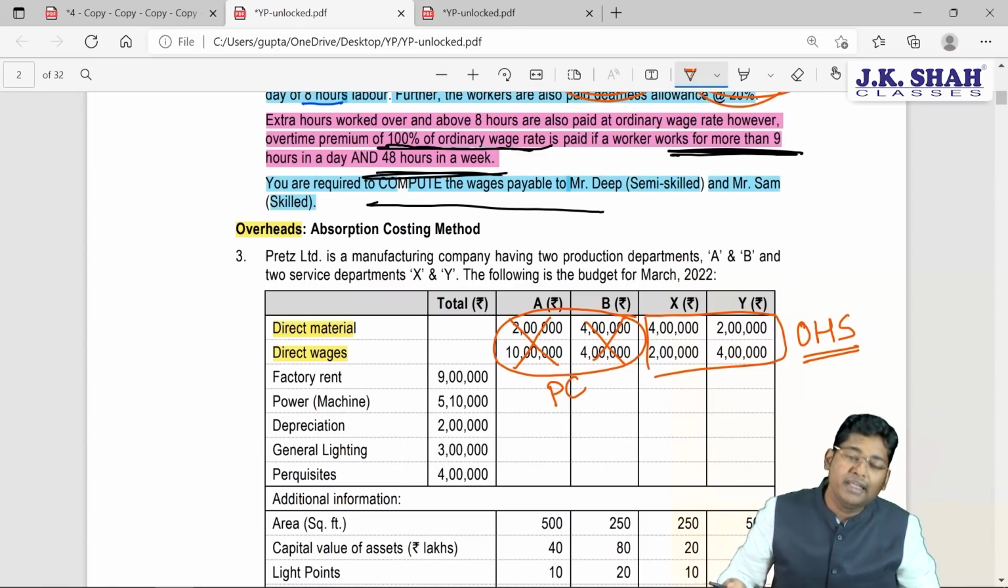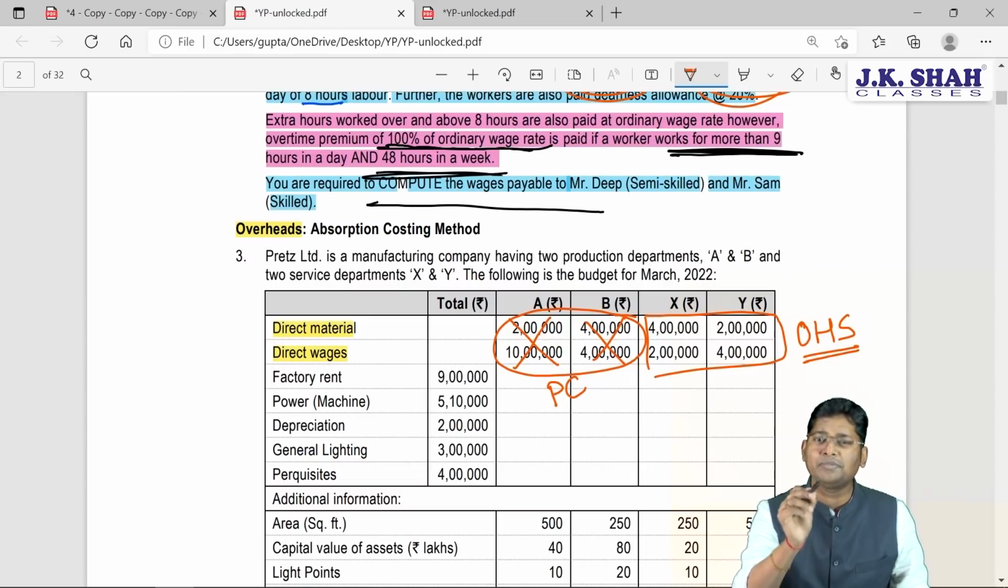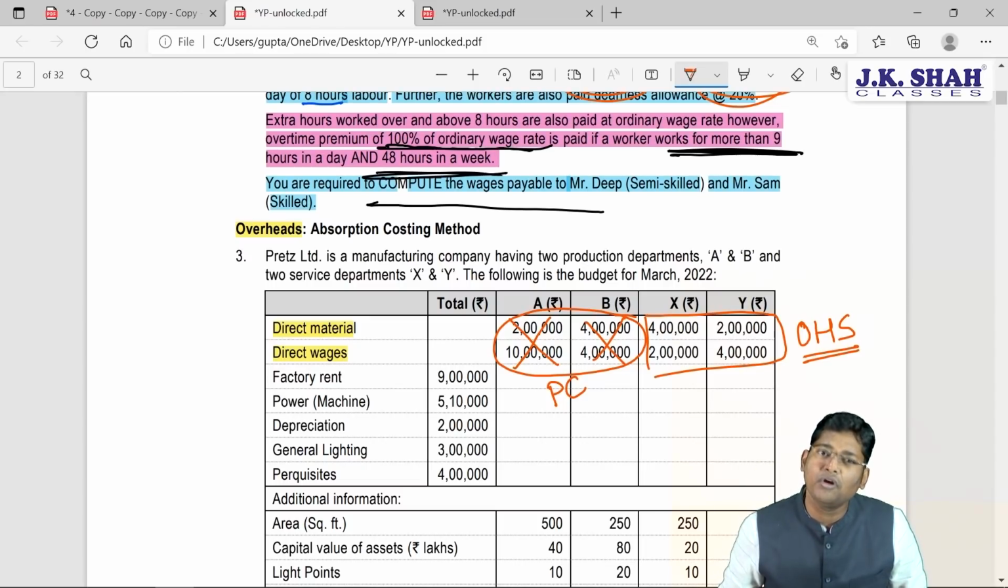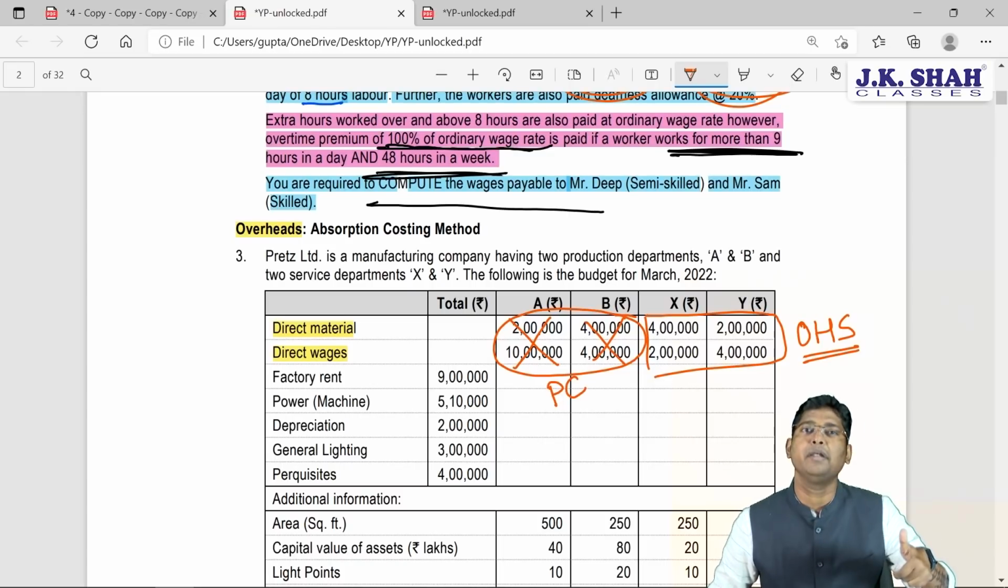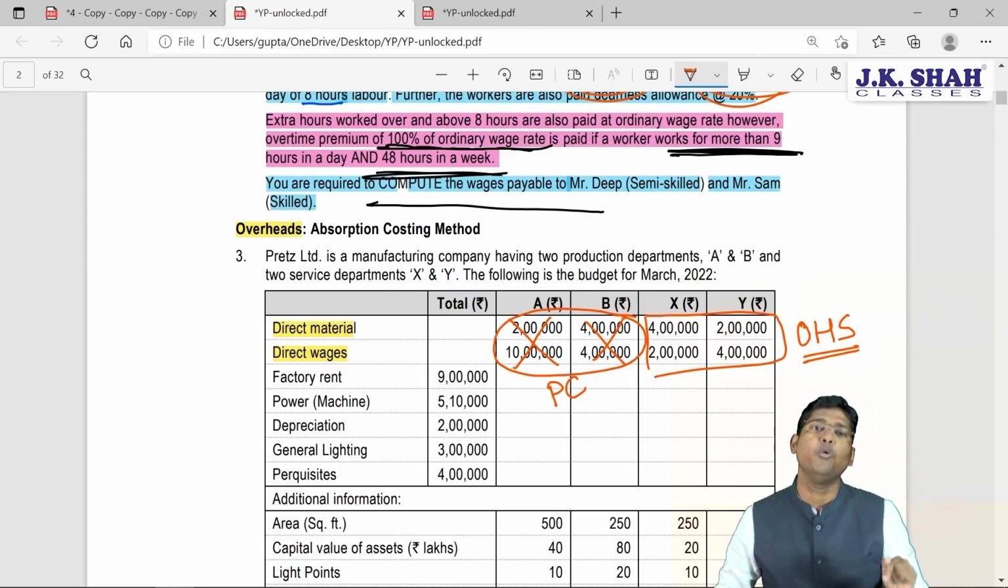As we are calculating the absorption rate of the production department, this is the important point. Normally, the maximum number of students commit mistakes while understanding this particular concept. Whenever direct cost items are given for a production department, we should exclude them while preparing the statement, and when direct cost is given for a service department, we should include them while preparing the overhead statement.